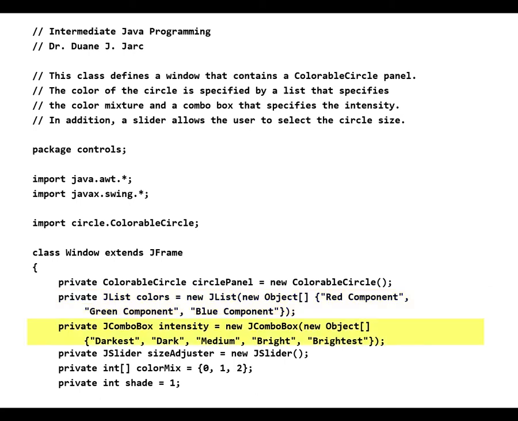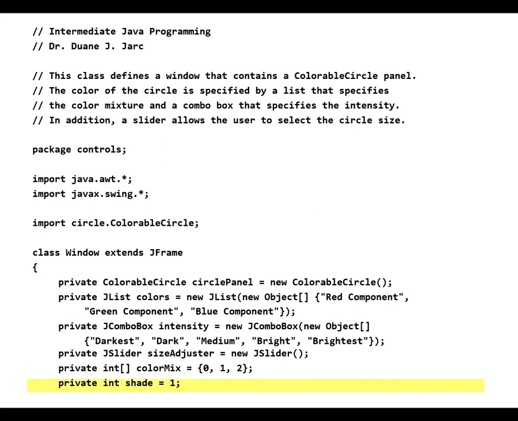The next declaration instantiates the combo box that allows the user to select from one of 5 different intensities, from darkest to brightest. Finally, the slider is instantiated in this declaration. It will be used to allow the size of the circle to be enlarged or reduced. The array colorMix is the array in which the result of calling getSelectedIndices will be stored. It will contain the desired combination of red, blue, and green. It is initialized to contain all three, which produces some shade of gray depending upon the intensity.